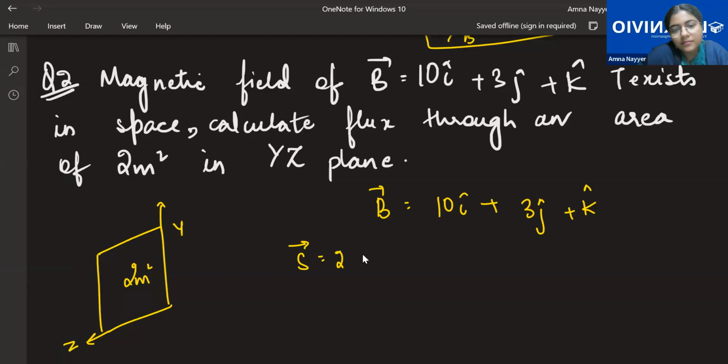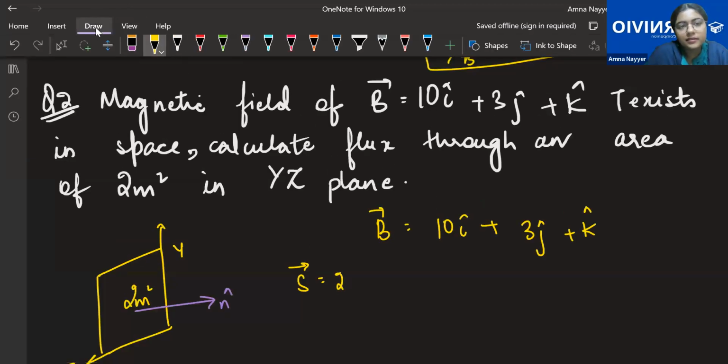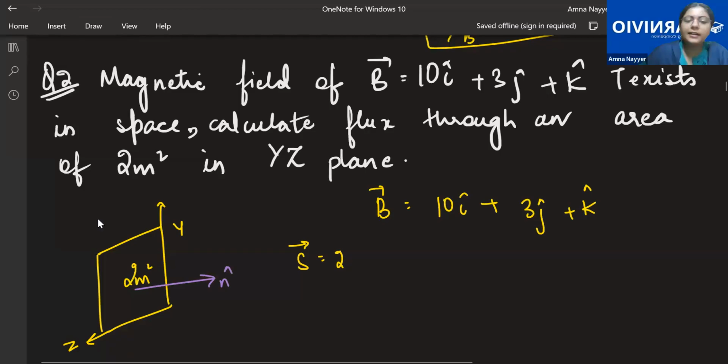Why is that plane so K cap? I guess K cap. Ma'am, what's the first step that we talked about in the magnetic flux? It should be perpendicular to the plane. Area vector will be perpendicular. Where is the area vector going? Oh, yeah. K cap. Okay.